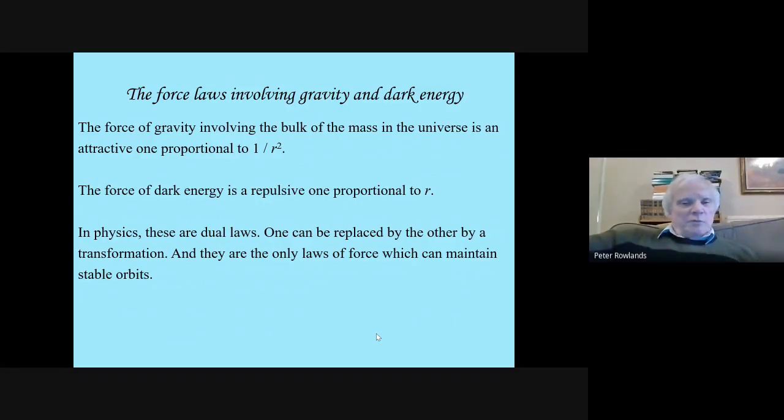And I think there are about 5 sets of such dual laws. For example, proportional to 1 over r to the 4th, and proportional to 1 over r to the 7th are dual laws in this way. And these two are the only laws of force which can maintain stable orbits, and there's a theorem by Bertrand about that.